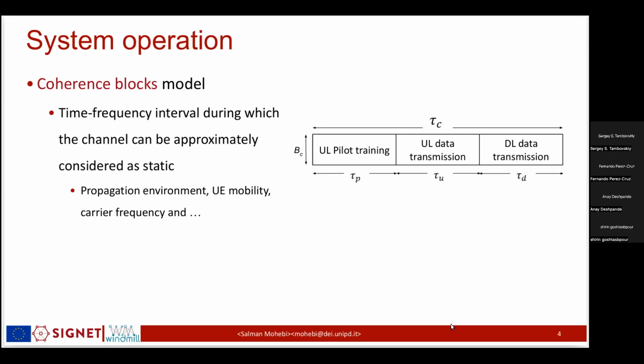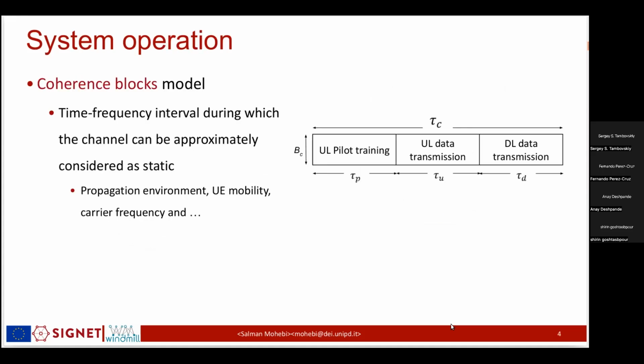The whole procedure adopts the coherence block model, where the time-frequency resources are divided into intervals, where each interval can be characterized by the propagation environment, whether mobility or carrier frequency and so on. Each coherence interval is further divided into three different subintervals. The first subinterval is used for uplink pilot training, and the second and third are used for uplink and downlink data transmissions, which operate in a TDD fashion.